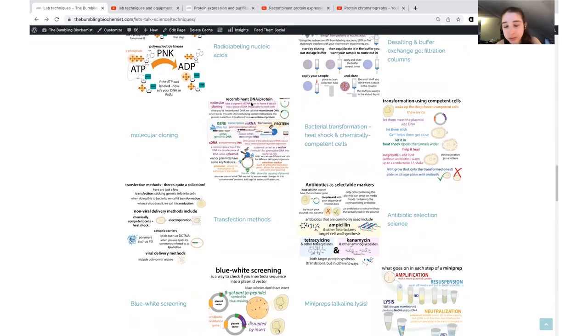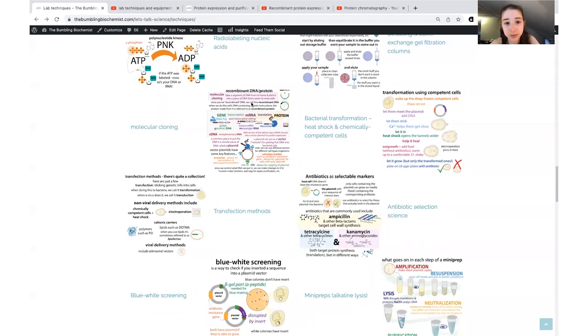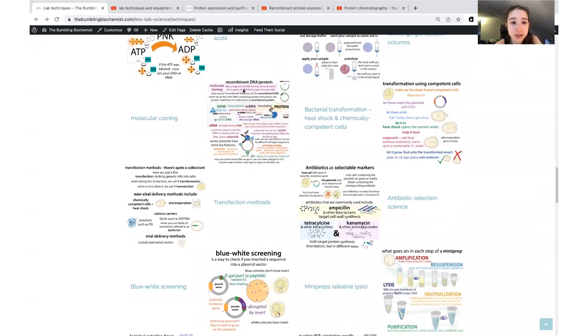Okay, so moving on, molecular cloning. Cloning sounds like this weird, scary term, but really it just means that we're taking a piece of DNA from its home and sticking it into a piece of DNA that's easier to work with. Because we're recombining these pieces of DNA, we call this recombinant DNA. And if we make protein from that, we call it recombinant protein.